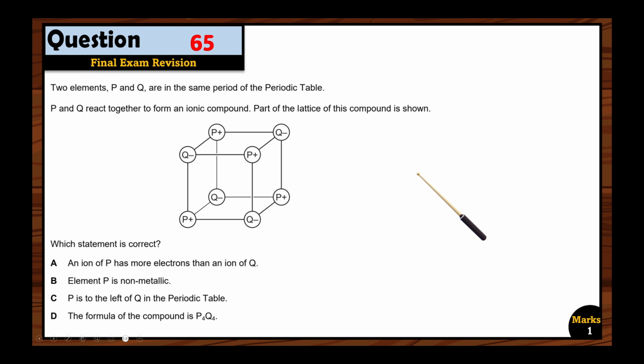Okay, two elements P and Q are in the same period of the periodic table. P and Q react together to form an ionic compound. You can see the structure here.